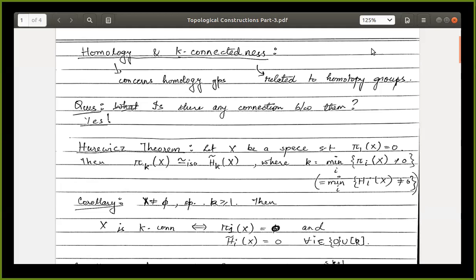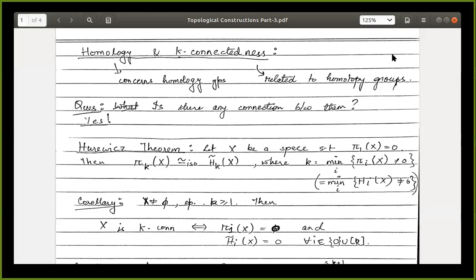Hi everyone. In the last lecture we saw the k-connectedness of a topological space. We defined the connectivity as the largest number. In today's lecture we are going to see the recipes for how we can compute the connectedness of a topological space, and if not the connectedness, at least some connectivity: if it is 0-connected, 1-connected, 2-connected, and so on.